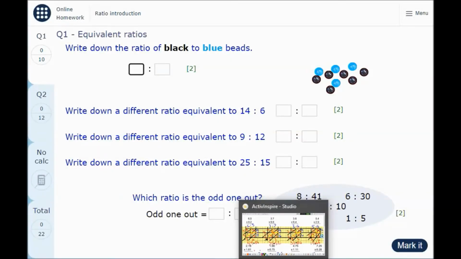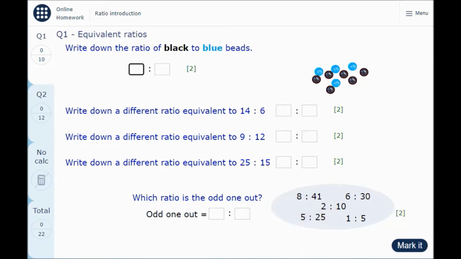Hi guys, we're going to look at my maths homework for ratio. So, firstly, equivalent ratio. We're just looking to see what we've got. Write down the ratio of black to blue beads. So my black's going to come first. It's first in the question. So how many black beads have I got? 1, 2, 3, 4, 5, 6. And blue beads, 1, 2, 3, 4. 6 to 4. So write down the ratio. I'm just writing down what it is.